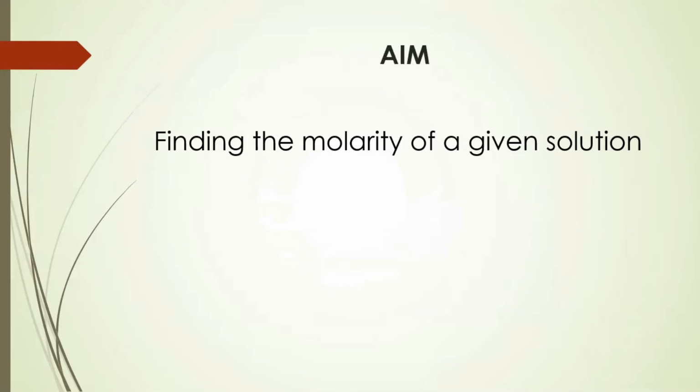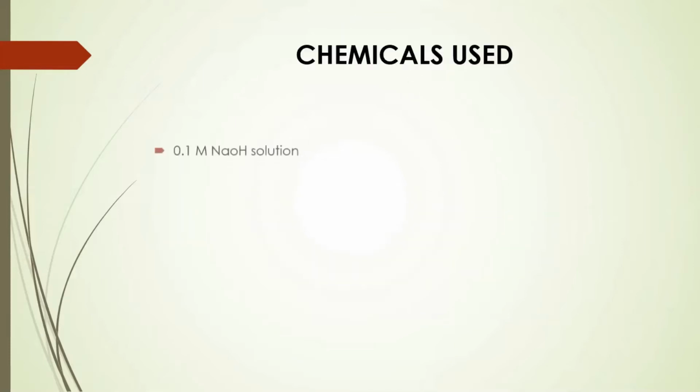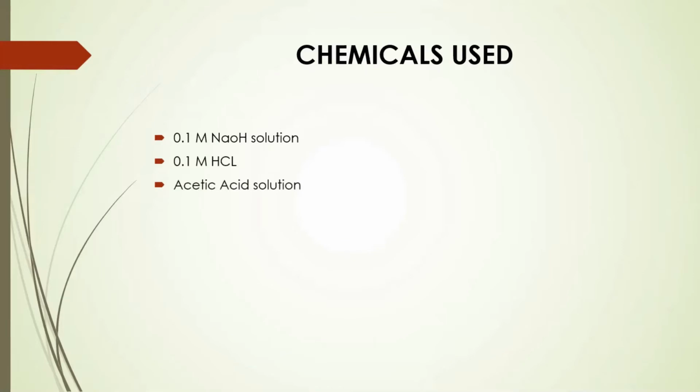Aim. Finding the molarity of a given solution. Apparatus: 25 ml burette, 10 ml pipette, 50 ml conical flask, beaker, funnel, burette stand. Chemicals used: 0.1 molar NaOH solution, 0.1 molar HCl, acetic acid solution of unknown concentration, 1% phenolphthalein indicator.